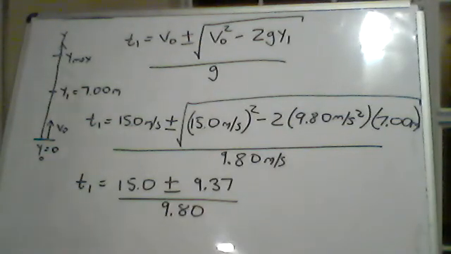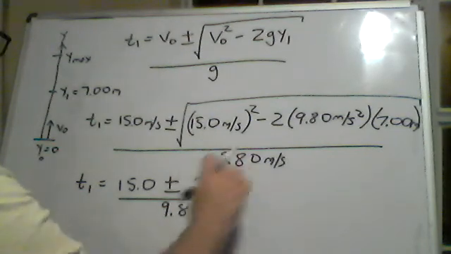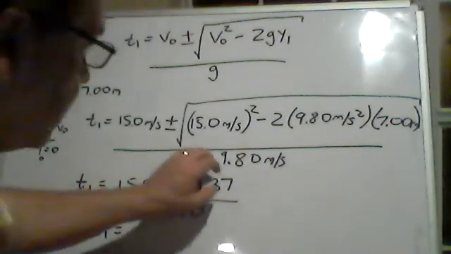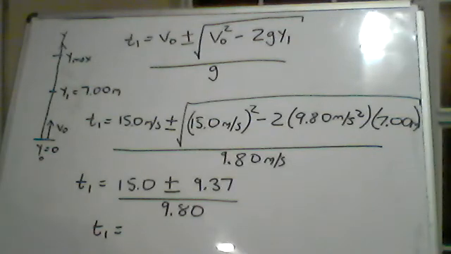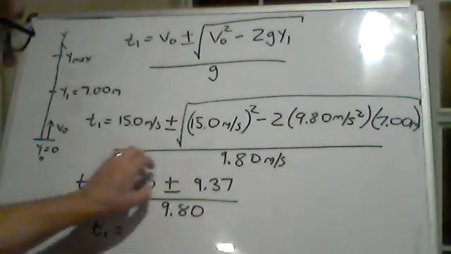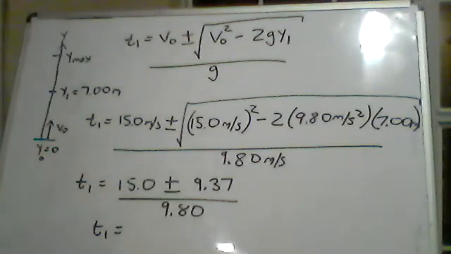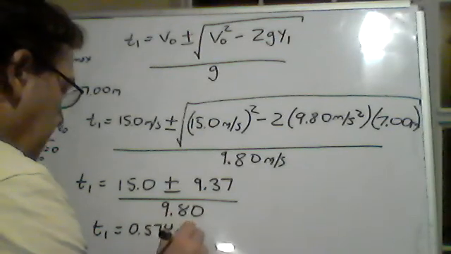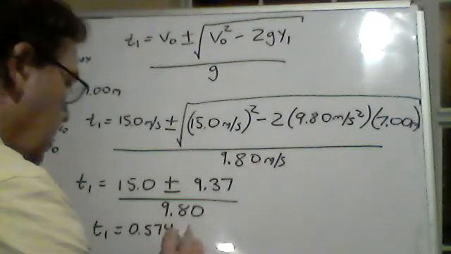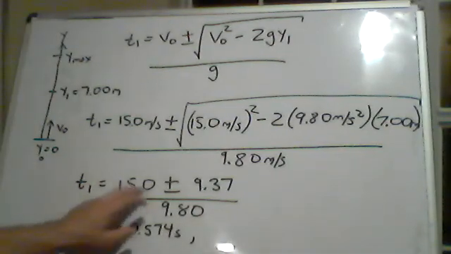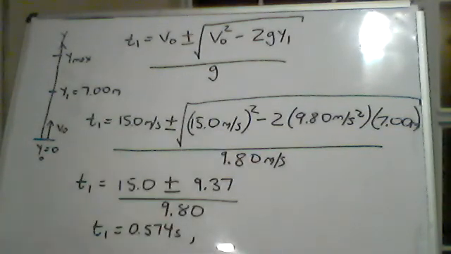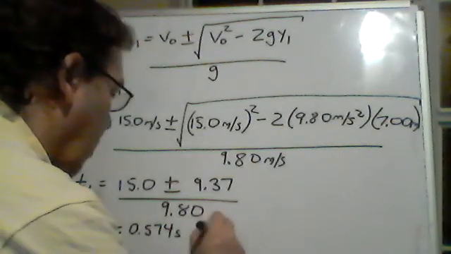So both of these terms are okay. Let me do the minus first: 15 minus 9.37 divided by 9.8. If I do that solution, I get 0.574 seconds. That's the minus solution. And the other solution would be 15 plus 9.37, the whole numerator divided by 9.8. If I do that one, I get a bigger answer. That's 2.49 seconds.